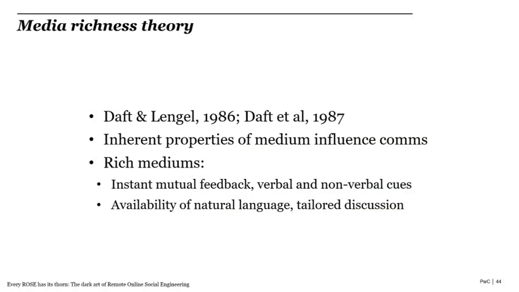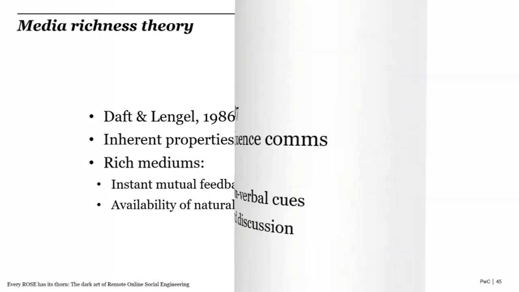A couple of theories here about how the particular properties of a medium can influence communications and our perception of deception. Media richness theory basically says that there are particular properties of a medium which are going to influence the communications that happen on that medium. A very rich medium, for instance, involves instant mutual feedback, and you have verbal and non-verbal cues. So this would be something like face-to-face communication or video conferencing, instant messaging to a lesser extent.